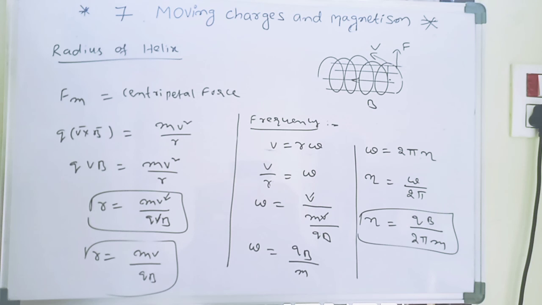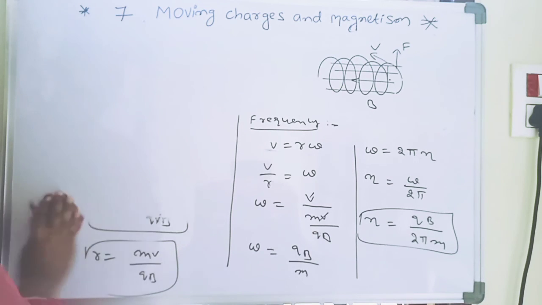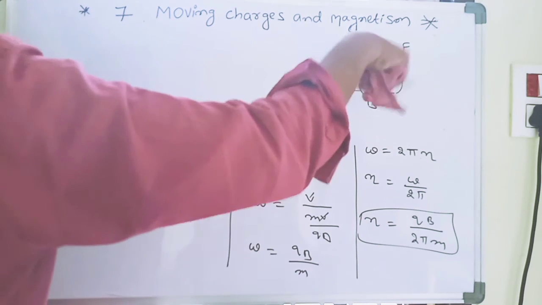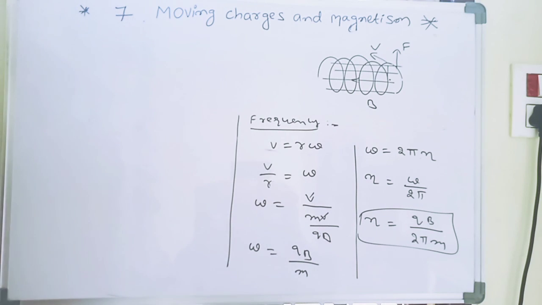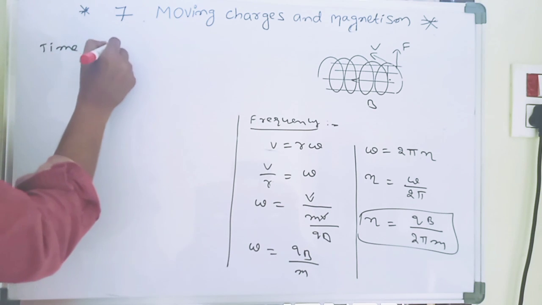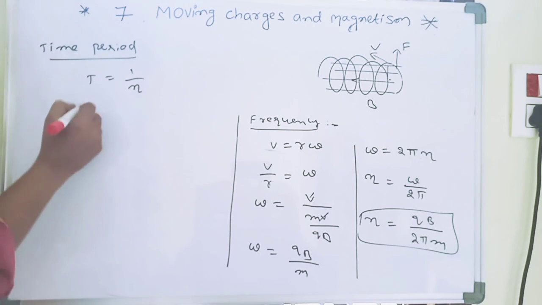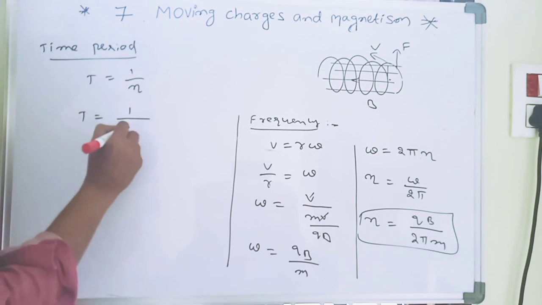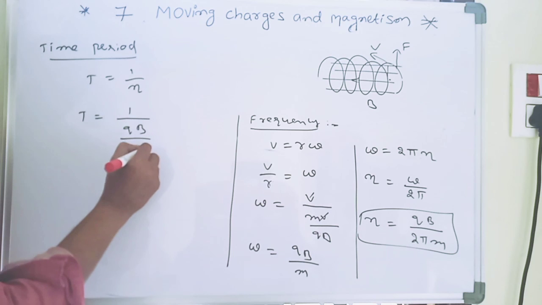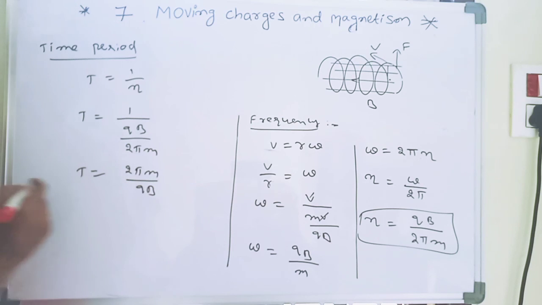Okay. So now we go with the time period. Time period is the time taken by the particle to complete one revolution. It is the reverse of frequency. T is equal to 1 by n, that is 1 by QB by 2 pi m. Therefore 2 pi m by qb is the time period formula.